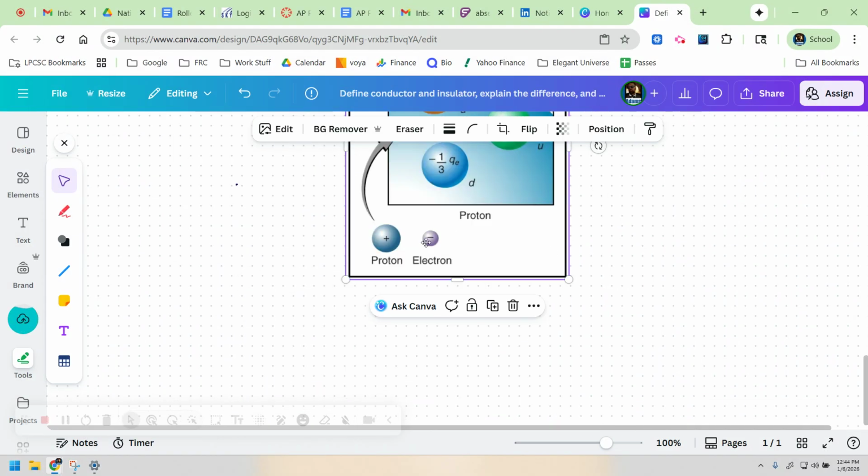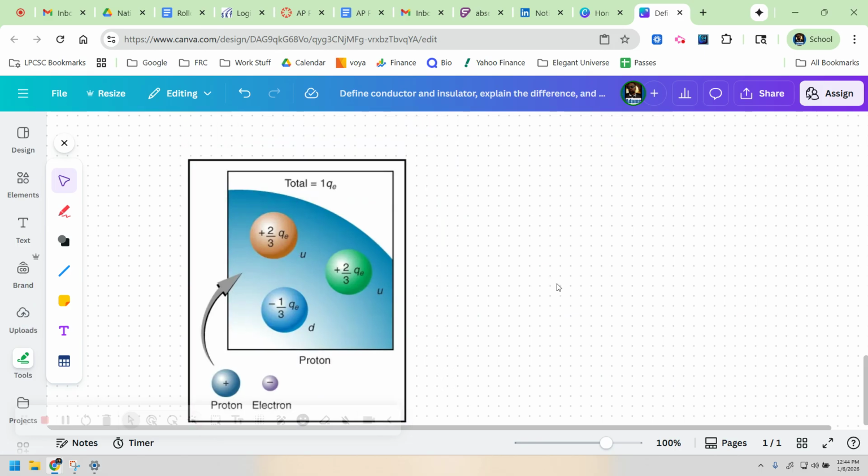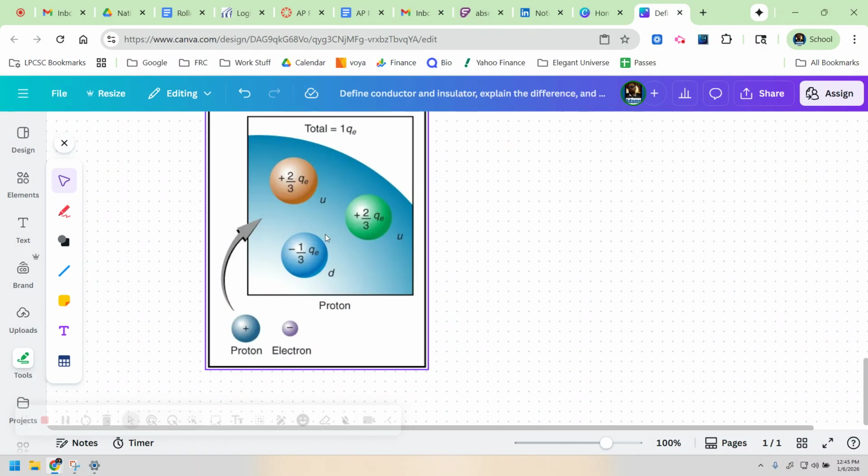So when we talk about a proton, and sometimes these are referred to as spins, a proton can have a positive charge, but it's made up of different particles, right? And so these different particles can either have a positive 2/3 charge or a negative 1/3 charge. So in this particular case, I have one proton, and it's made up of 3 different subatomic particles, and these particles will have a charge.